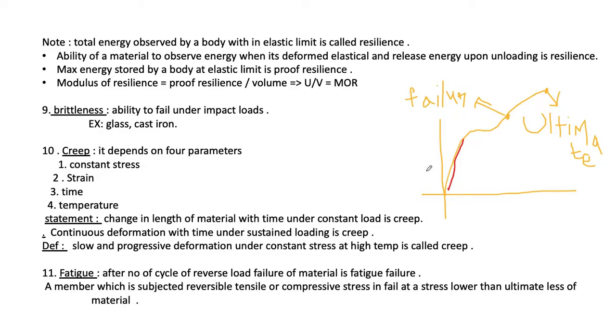Sudden load is, for example, when a stone falls on the ground, suddenly the stone falls. Impact load means forcefully applying the load on a bench or any material. If I take a big stone and forcefully apply the load on a bench or table, impact is applied. That is impact load. In brittleness, the ability to fail under impact loads, examples are glass and cast iron.